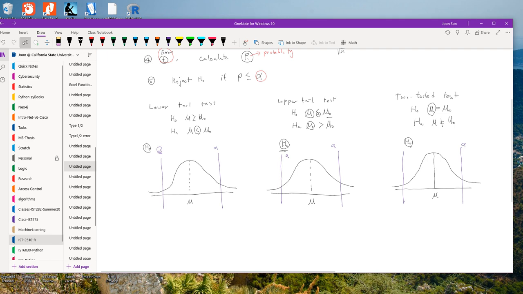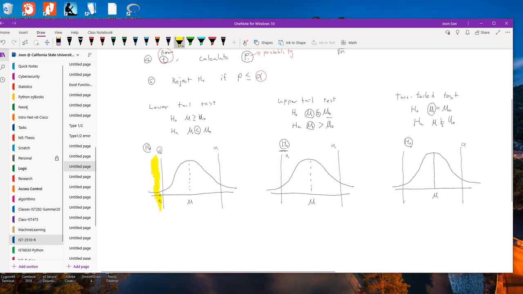In the lower tail test case, you reject when the t value is in this rejection area. This yellow area is the rejection area. For the upper tail case, the rejection area is here. And for the two tail case, our rejection area is here, split across both tails.